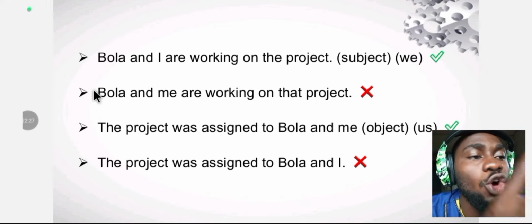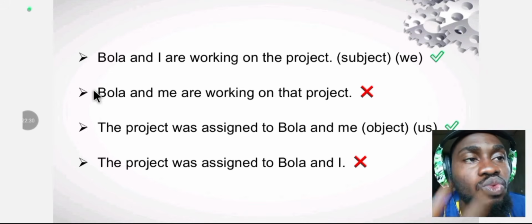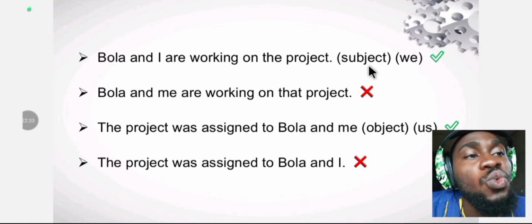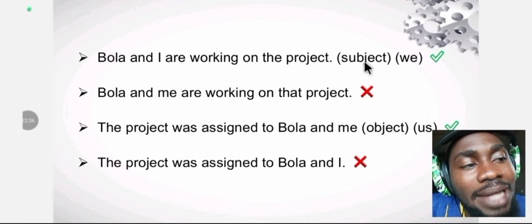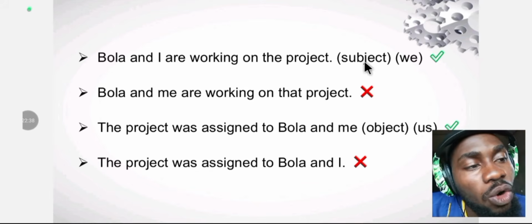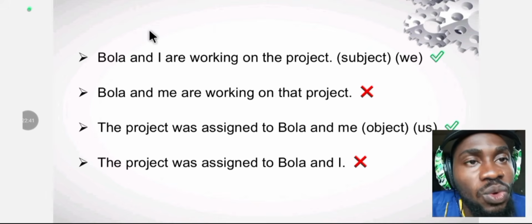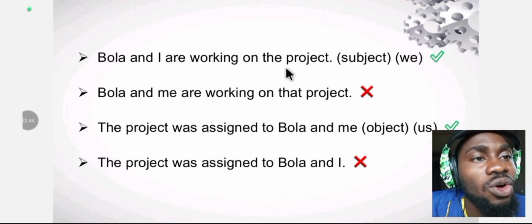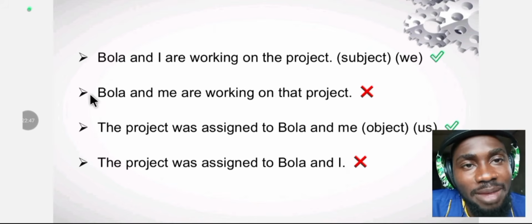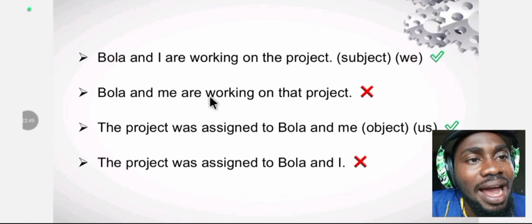Now it becomes two. So it becomes what? We. So does we occupy the object or subject position? We occupies the subject position, making this sentence correct. So it's like saying "we are working on the project." Okay. Looking at the next example we have here, "Bola and me are working on the project."